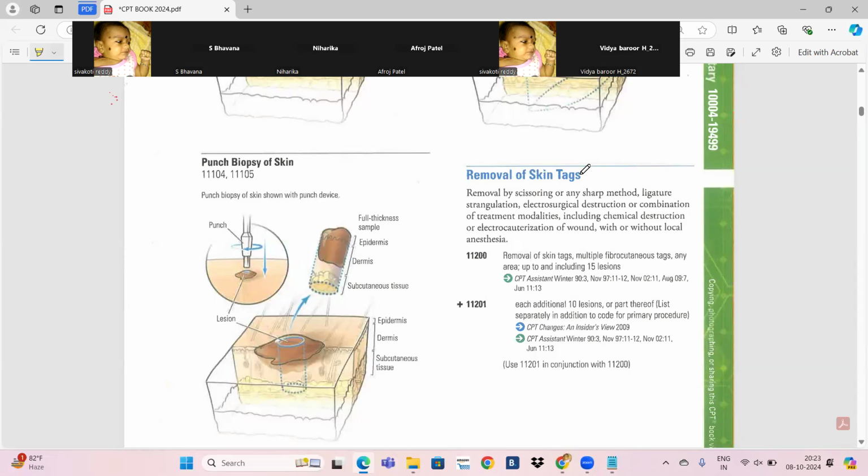So next topic, removal of skin tags. For skin tags, any method like scissoring or sharp method or ligature, any method, if they remove skin tags, we have only two codes: 11200, 11201. Based on the lesions, how many skin tags were removed, based on that you will get the code. There is no question related to non-excisional debridement.